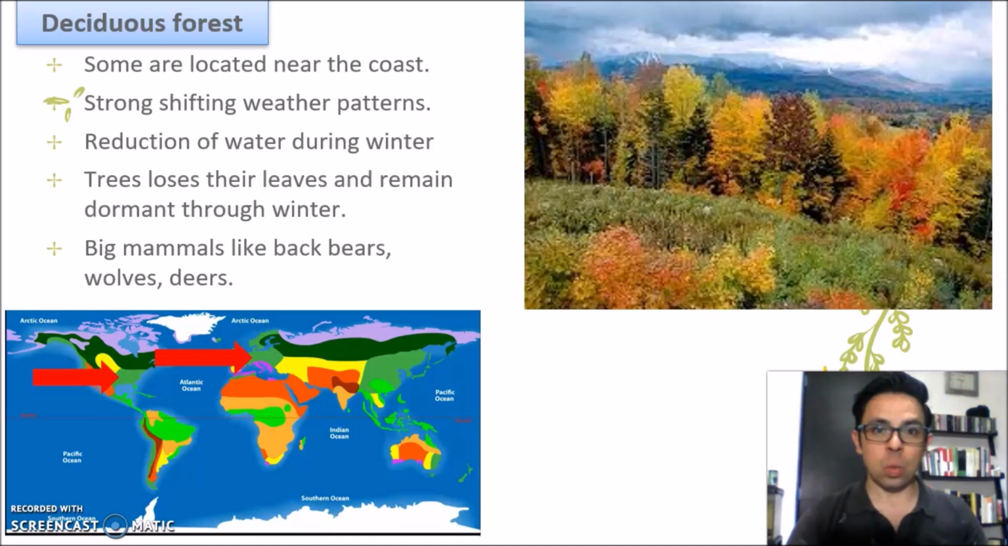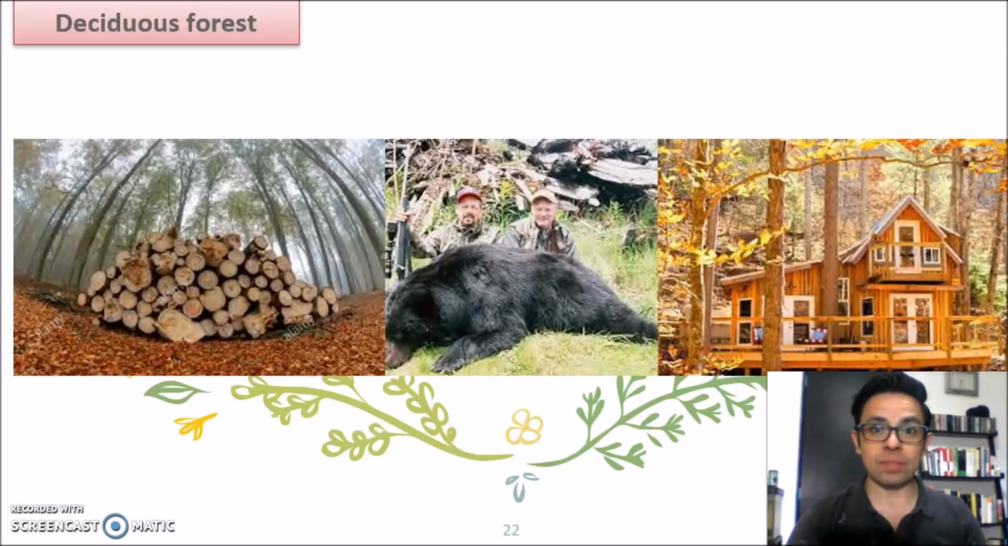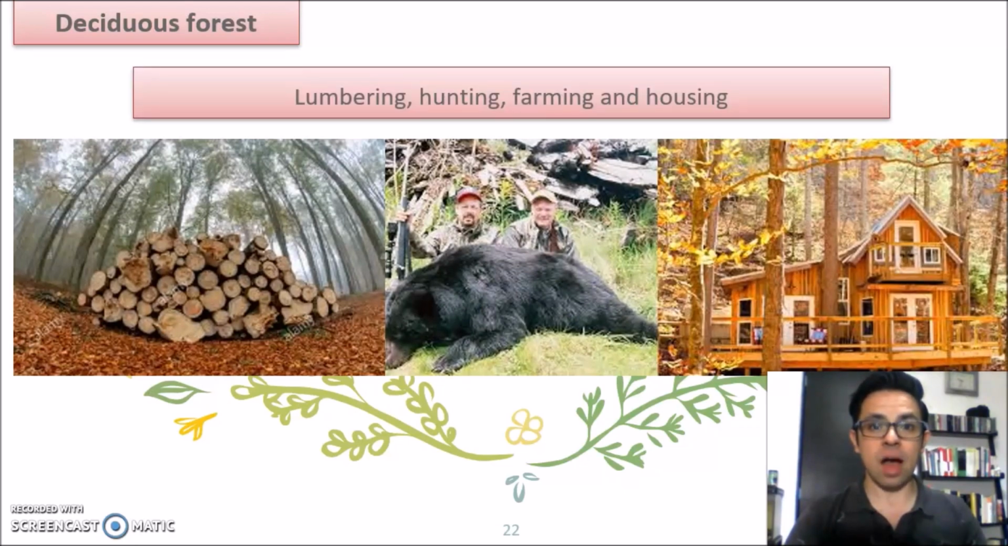During the autumn, when the amount of water reduces, the amount of chlorophyll inside the leaves will reduce as well, causing the leaf to change from green to yellow, orange, and then brown. And during winter, the leaves are lost altogether because trees are adapted to preserve as much water as they can, losing the leaves. These are some pretty images of the deciduous forest. Now, the deciduous forest is affected by humans, generally by lumbering, hunting, farming, but also housing.